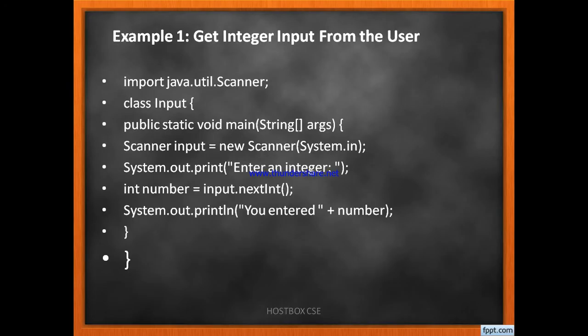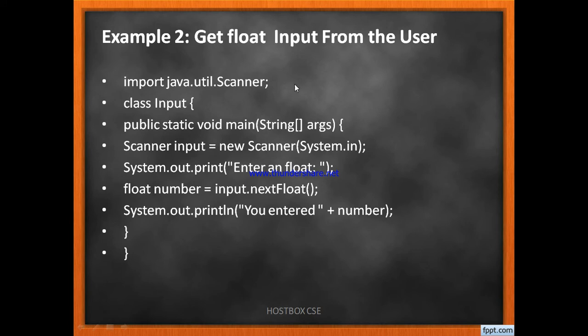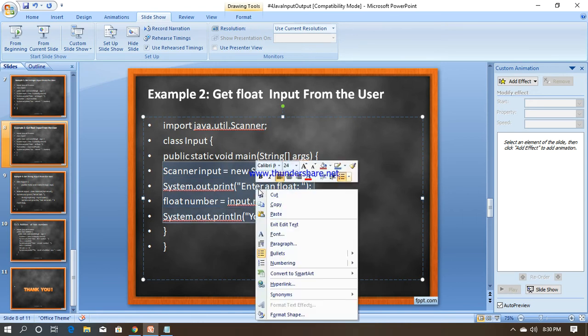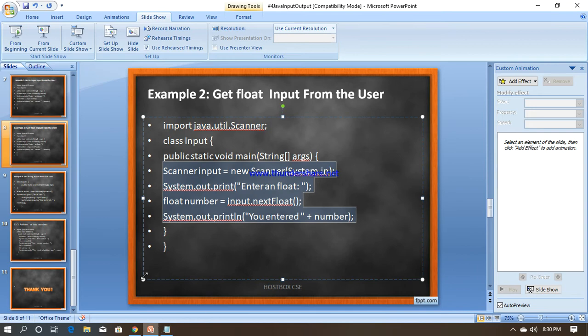Next one, similarly we can get the float value from the user. Just change here: float number is equal to input.nextFloat(). Whenever you write this, you have to give the data type clearly. Int means int, float means float. So I'm going to execute here. This is the Scanner part of the program. If you want to practice as a beginner, you can type the entire program and try the changes.